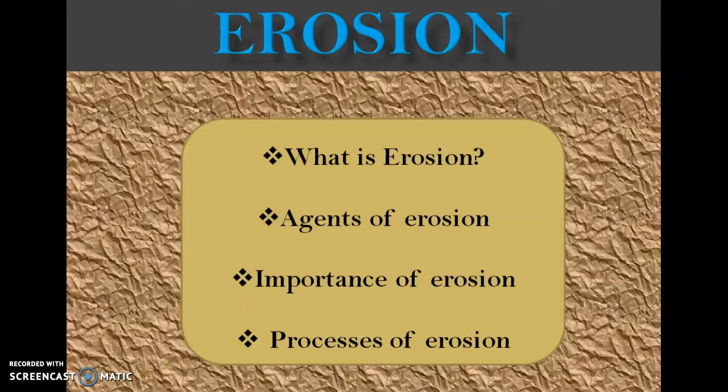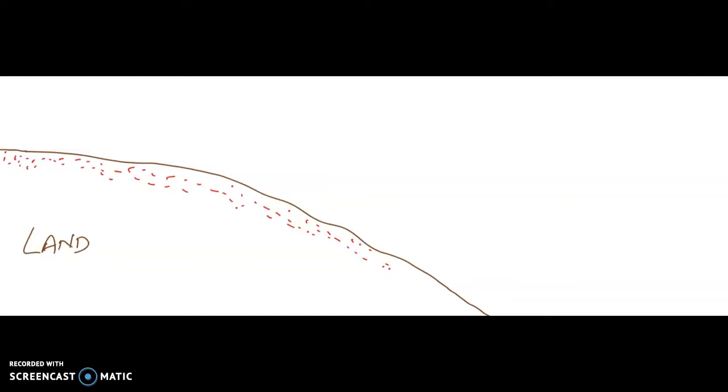Apart from the definition, apart from what erosion is, we need to understand the agents which contribute to erosion. We need to understand the significance of erosion and also the four major processes of erosion. Before we jump to the definition, in a previous video we mentioned biological, physical, and chemical weathering. Students, there is a big difference between weathering and erosion.